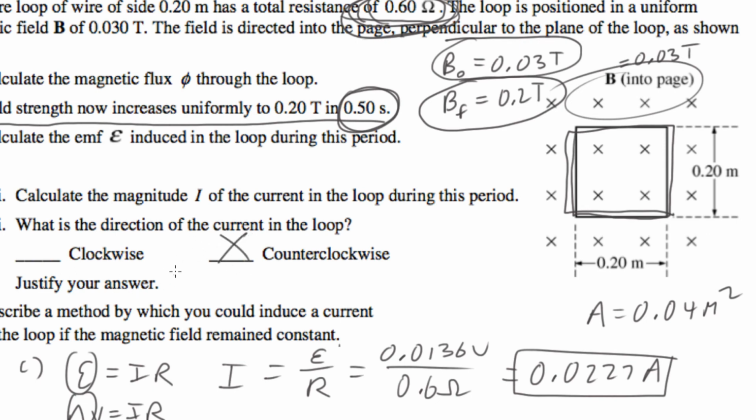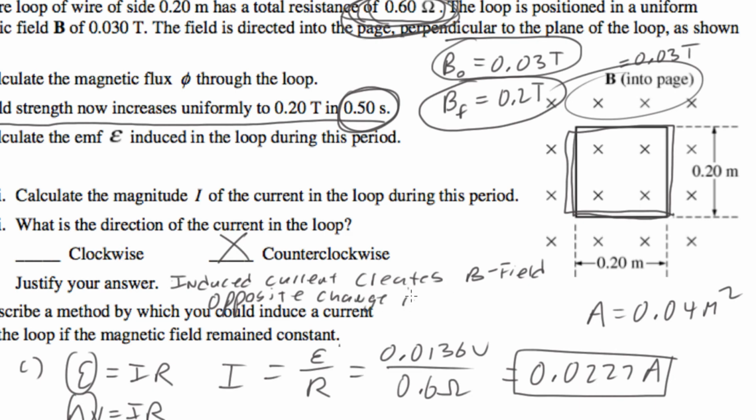And then what do you say when you justify your answer? What would be a good thing? Justify answer, you could say induced current creates a B field opposite the change of flux. Something like that. And the change of flux was in, so the induced current creates a magnetic field out. All right, last question here. Describe a method by which you could induce a current if the magnetic field remained constant.